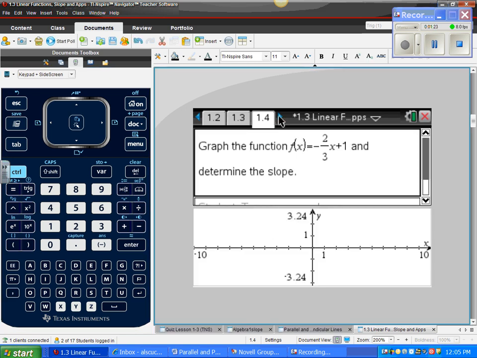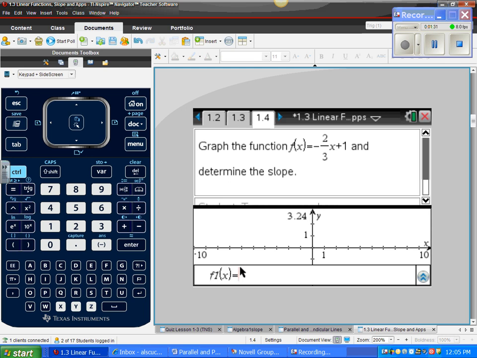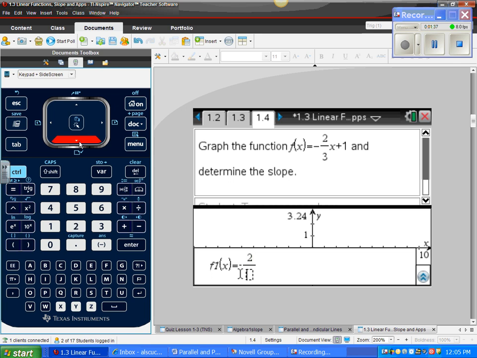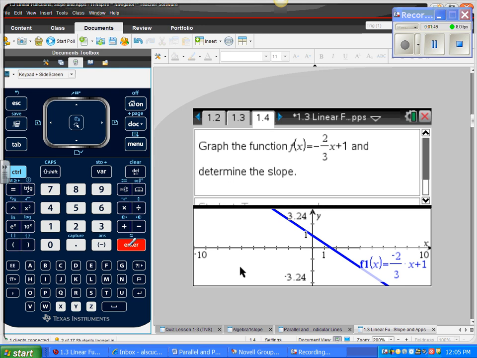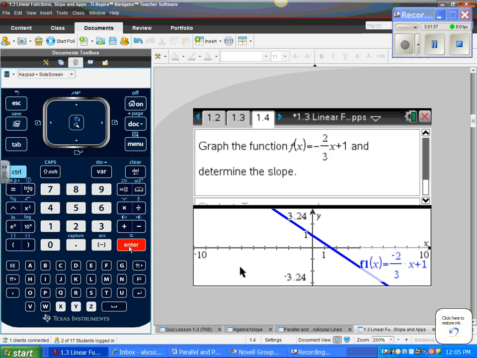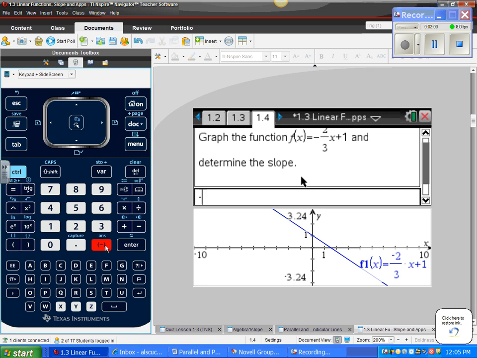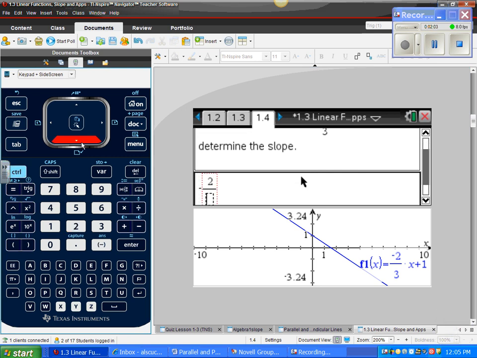Next page. All right, so we're going to graph the function negative 2/3 x plus 1, and we are going to determine the slope from the equation. So to graph that line, just swipe and click down at the bottom of your screen, and you're going to type in exactly what you see. Okay. So just by looking at the equation, if it's in y equals mx plus b form, you should be able to tell me what the slope is just by looking at the equation. And the slope for this line is negative 2/3.